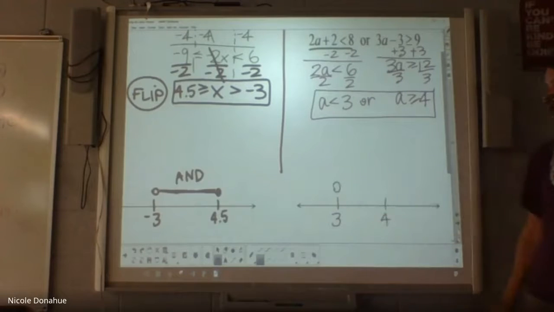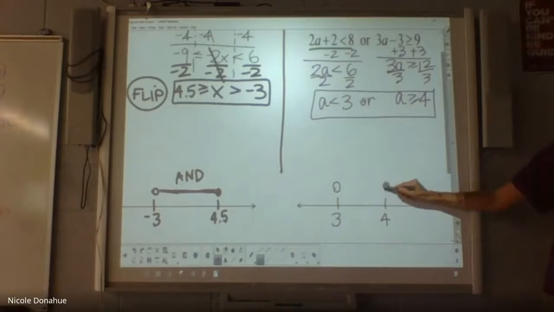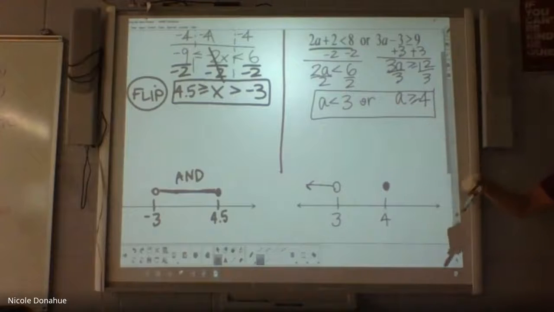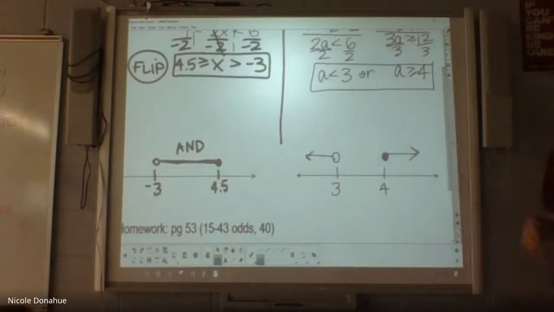So open circle, closed circle. a compared to 3 is less than 3. a compared to 4, it's greater. So 4, one or the other. It's not both. It's not in between the two.